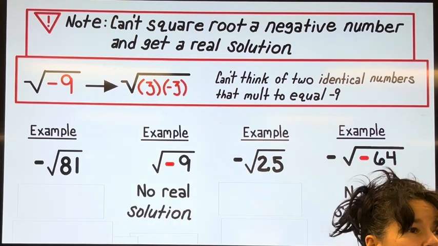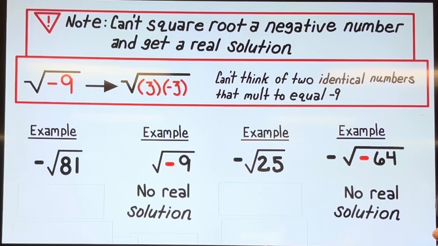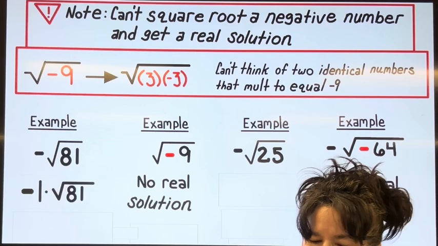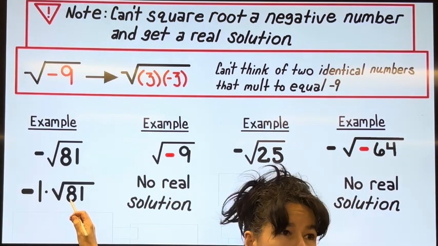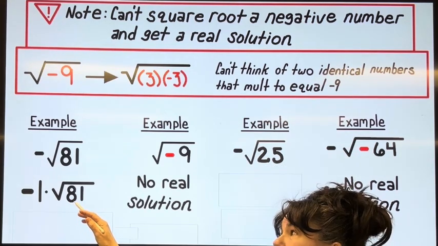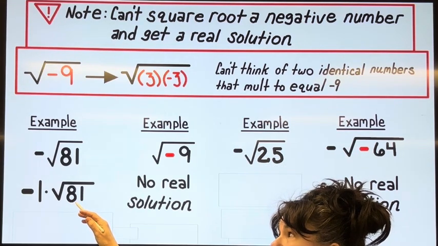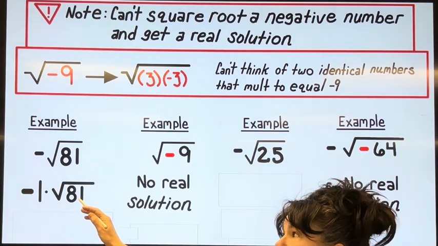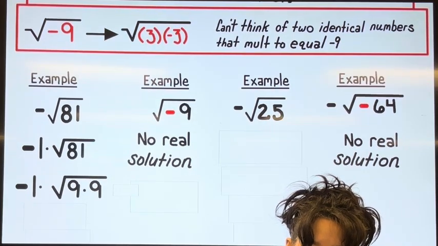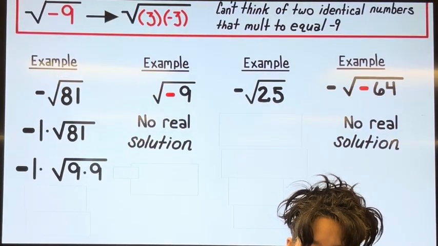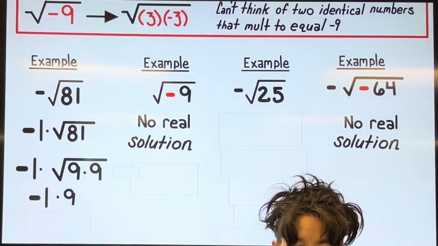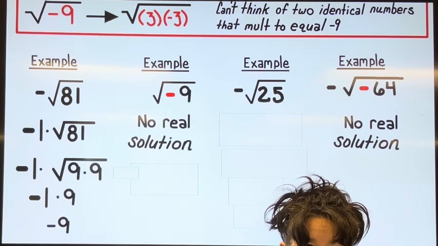Now these other two examples, the negative is not underneath the root. The negative out front simply means -1 multiplied by the square root of 81. We want to find the answer to the square root of 81. 9 times 9 is 81, so the square root of 81 is 9. And so now we have -1 multiplied by 9, and -1 multiplied by 9 is -9.